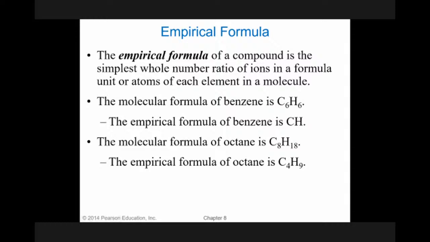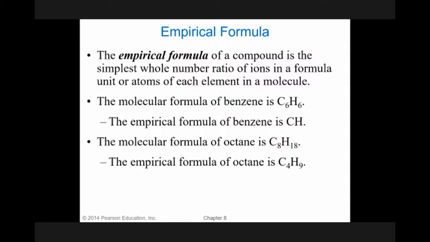Okay. So 6 times 12 is what? Let's spend some time on this one. 72. All right. How many hydrogen do you have there? 6. So 6 times 1 is what? 6. So what is the molecular formula for benzene? If you add 6 plus the 72, what do you get? 78.